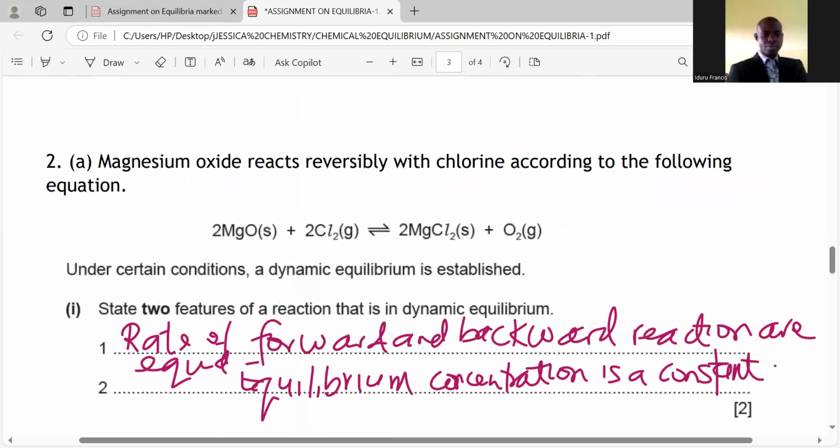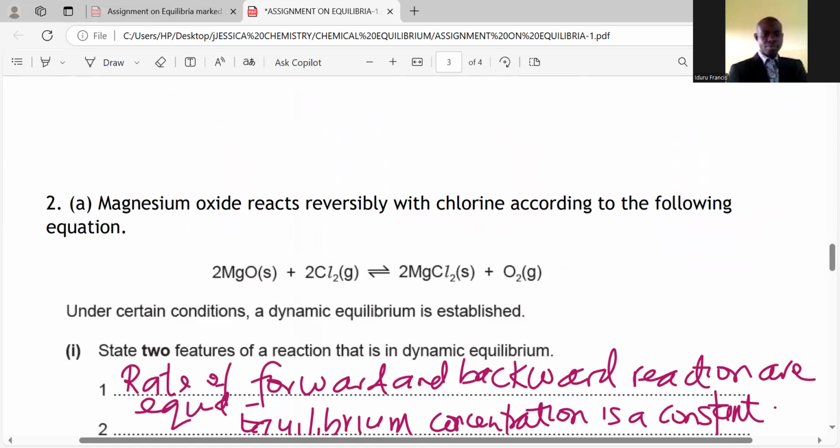Magnesium oxide reacts reversibly with chlorine according to the following equation. MgO solid plus 2Cl gas reversibly gives 2 MgCl2 solid plus oxygen. Under certain conditions, a dynamic equilibrium is established. State 2 features of a reaction that's in dynamic equilibrium.